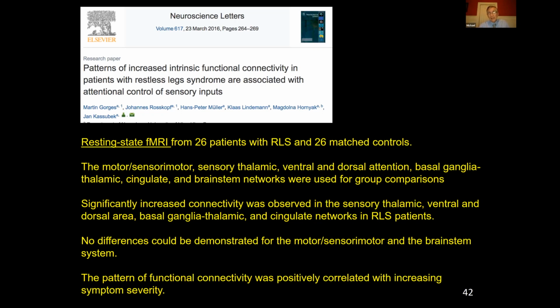Cingulate cortex is right along the midline, anterior cingulate more associated with pain, middle regions are a little bit more associated with some of these other sensory symptoms. But this group found that there was really no difference in the sensory motor part and the brainstem system, looking at motor outputs. But they did see, again, this pattern of functional connectivity or this imbalance between these brain regions that did exist between those with increased symptoms and those that did not have those symptoms.